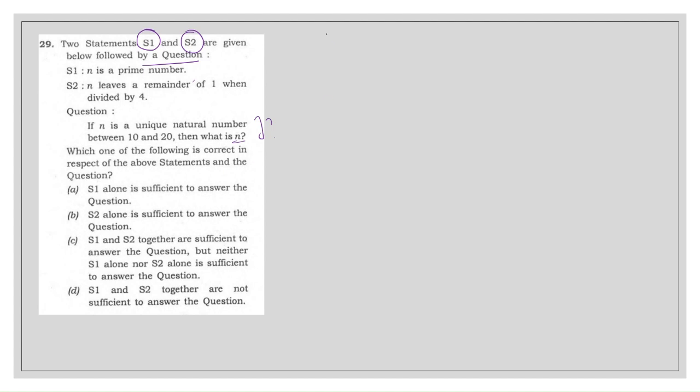Now we focus upon statement 1. Statement 1 says that n is a prime number. So in these type of questions we basically need to focus upon the types or the possibilities that we can have of the numbers, just on the basis of these statements. So prime numbers can be like 2, 3, 5, 7, 11, 13, 17, 19 and so on, right?